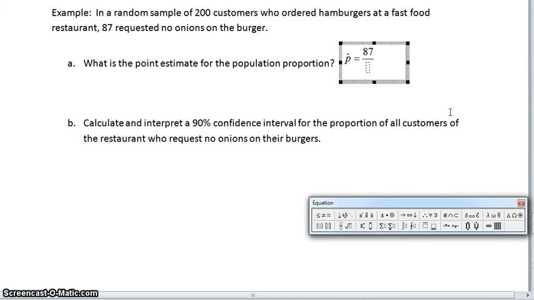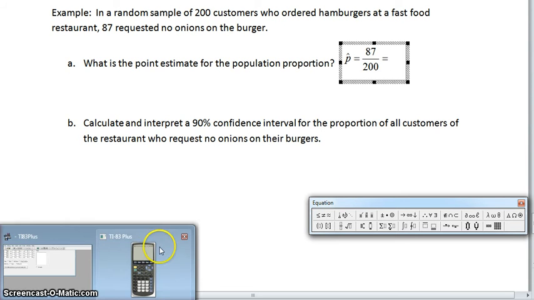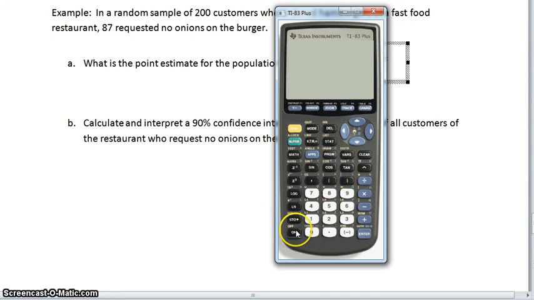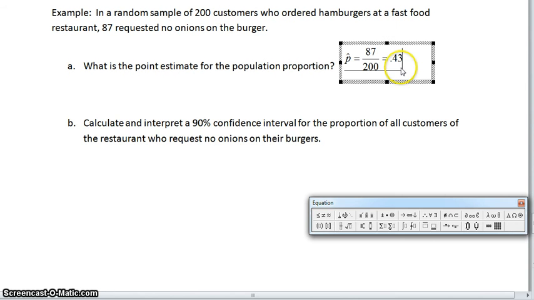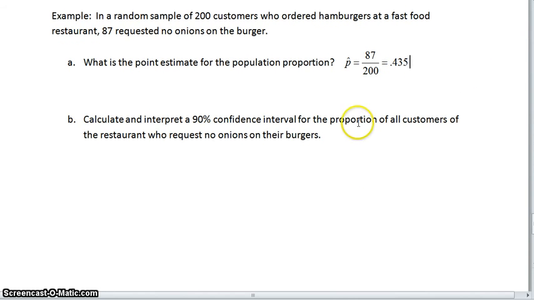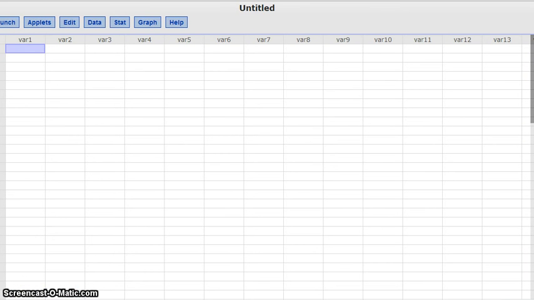So it's 87, which is X out of 200. And whatever 87 out of 200 comes out to be, that's what the proportion will be. So 87 out of 200, so that's 0.435. All right, so that's our point estimate. So now let's go over to StatCrunch and calculate the 90% confidence interval.